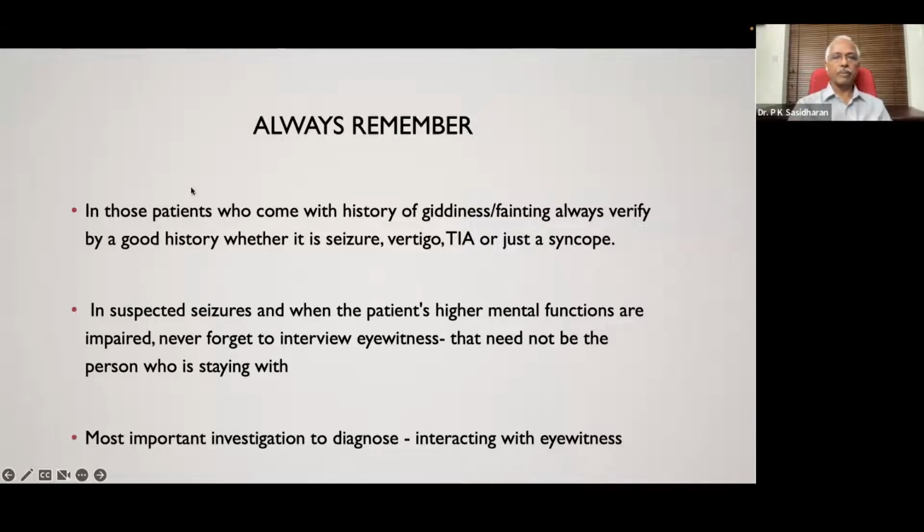In suspected seizures, which I have already mentioned, this is possible by interviewing the eyewitness. When the patient's higher mental functions are impaired, never forget to interview the eyewitness. That need not be the person who is staying with the patient. It may be anyone who has witnessed the patient having seizure, somebody who has seen in the office or workplace or on the road. You can contact that person or bring that person to get first-hand information of what happened during that event. That will be the most important investigation. So the most important investigation to diagnose seizures or to differentiate it from other conditions like TIA, pseudo seizure and all is interacting with the eyewitness.